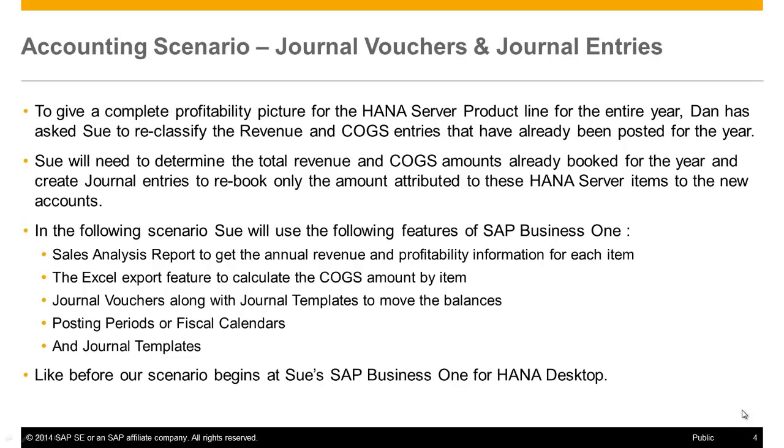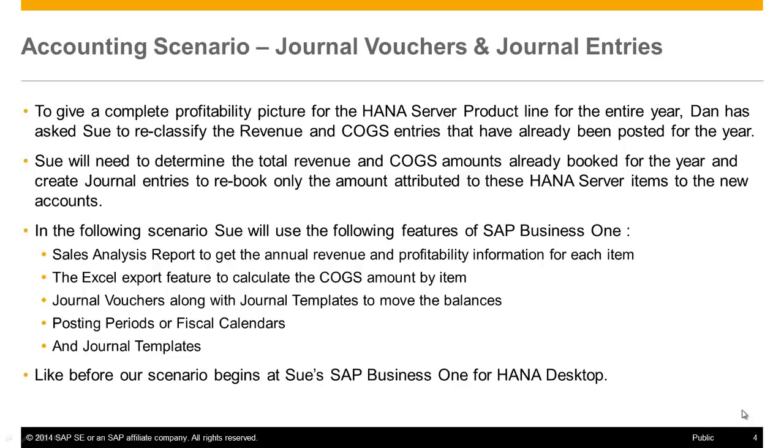Since Sue is very experienced with SAP Business One, she is going to create one journal voucher that will contain all the individual journal entries she will post. In the following scenario, Sue will use the following features of the SAP Business One Accounting module: the sales analysis report to get annual revenue and profitability information for each HANA server, the Excel export feature to calculate the cost of goods sold amount by item, journal vouchers to move the balances to the new accounts as of 7/31, journal templates to facilitate the fast and error-free posting of those journal entries, and posting periods or fiscal calendar.